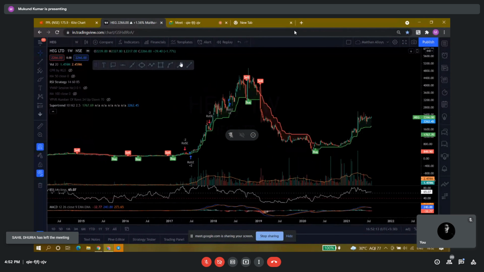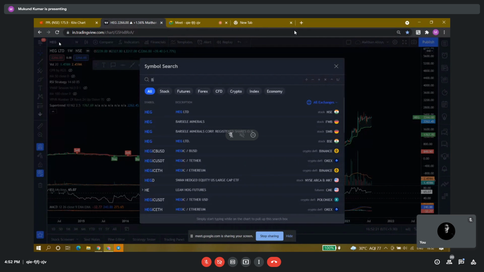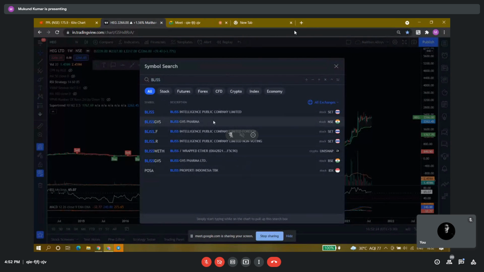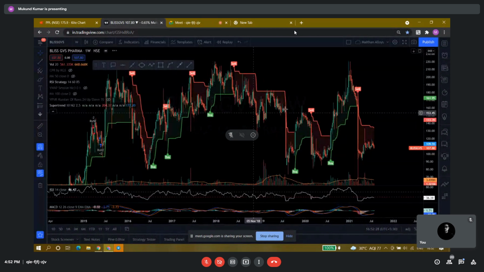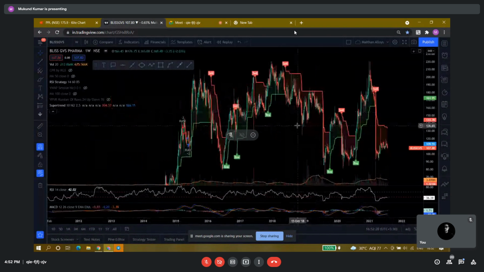So another stock that I would like to bring in your focus is Bliss GVS Pharma. Somebody was also talking about this stock, Bliss GVS. It had been around the lowest level, right? A 40% correction had happened within 2 days. 20% lower circuit applied, and for 3 months it has been in a narrow range consolidation.